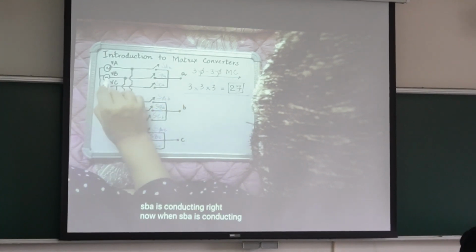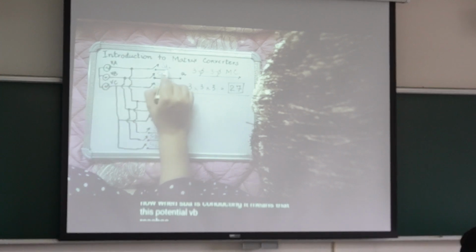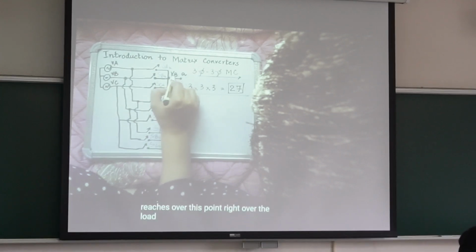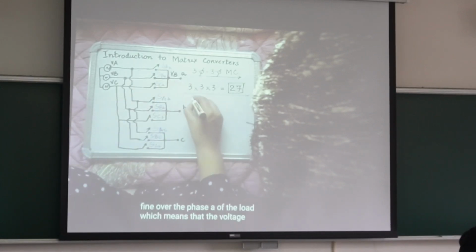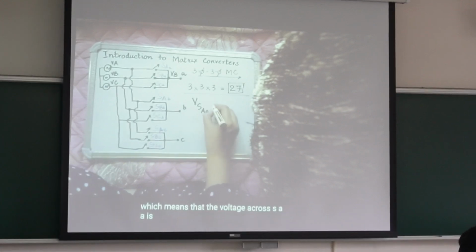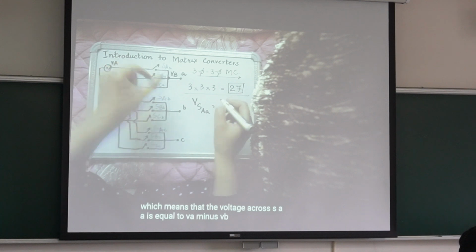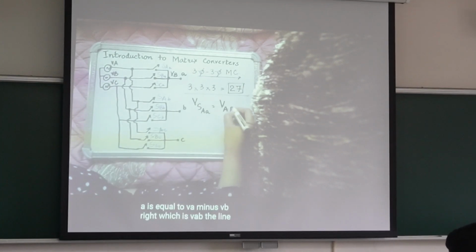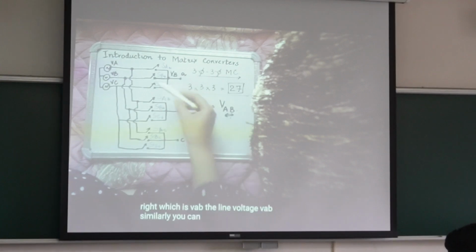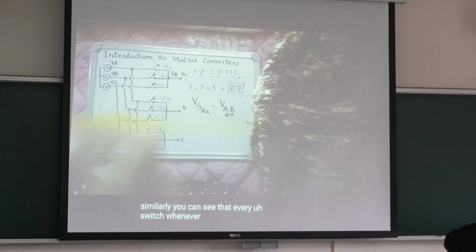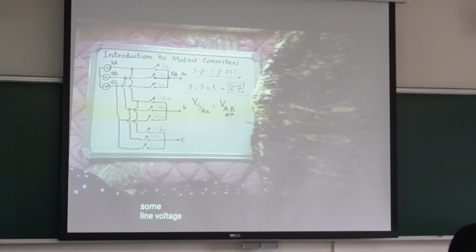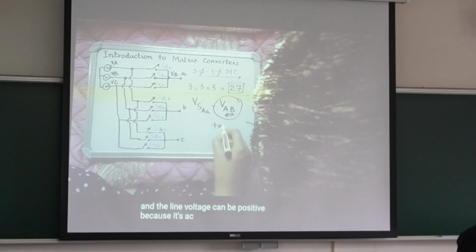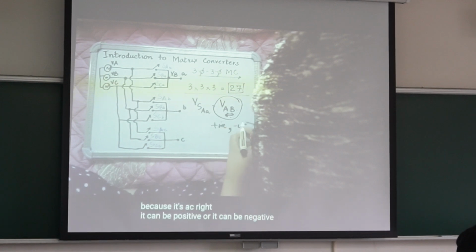Now when SBA is conducting, it means that the potential VB reaches the load point, over the phase A of the load, which means that the voltage across SAA is equal to VA minus VB, which is the line voltage VAB. Similarly, for every switch, whenever the other switch is conducting, the one that is blocking will be blocking some line voltage. Each switch is rated to the line voltage, and the line voltage can be positive or negative because it's AC.